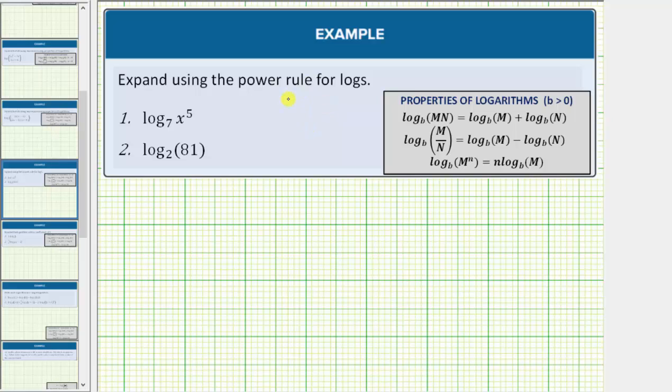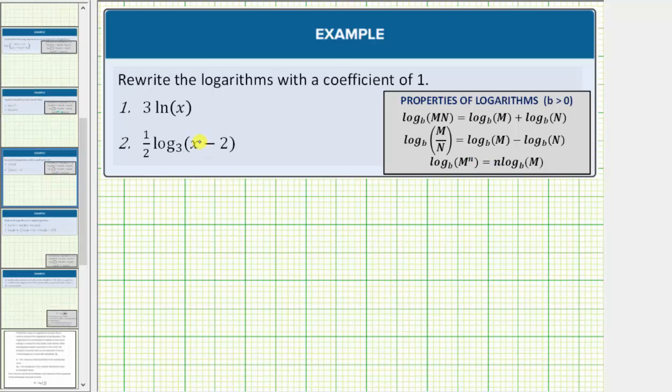Welcome to a lesson on how to use the power rule or power property of logarithms, which is log base b of m raised to the power of n equals n times log base b of m. On the left, notice how n is the exponent of the number part of the logarithm, and on the right, n is the coefficient of the logarithm. We will be using this property first to expand logarithms, and then to write logarithms with a coefficient of 1.